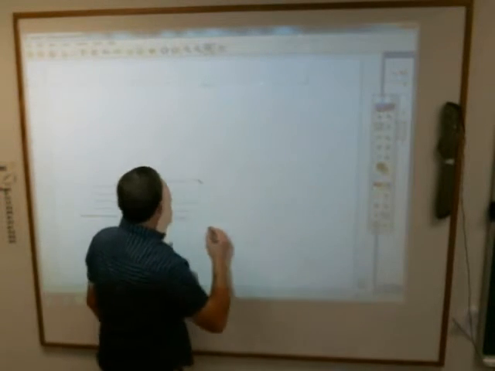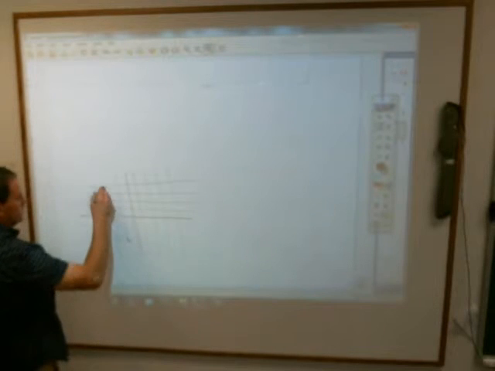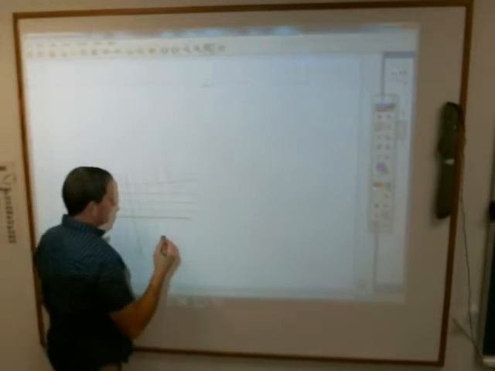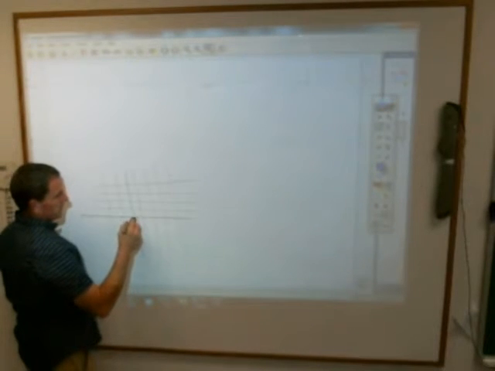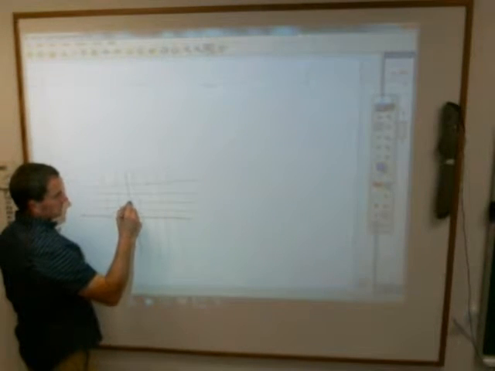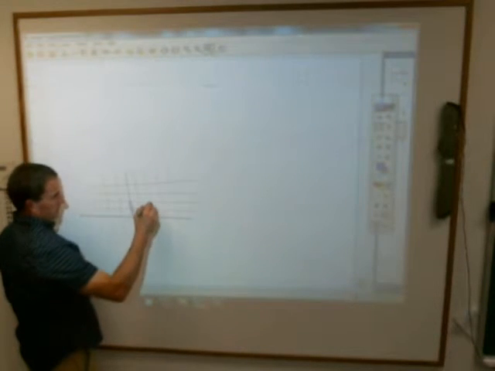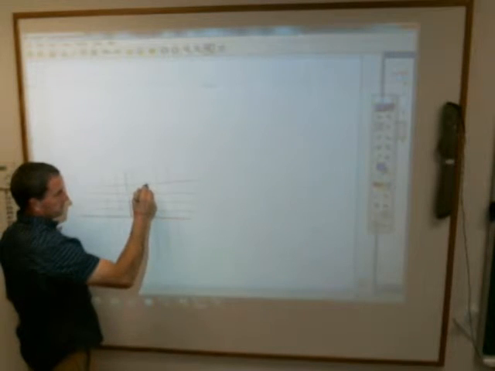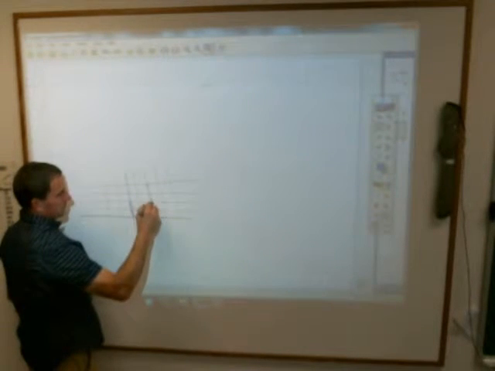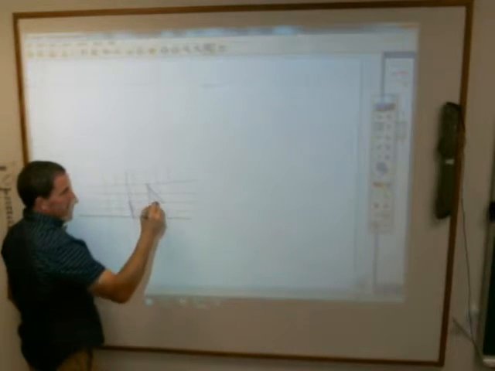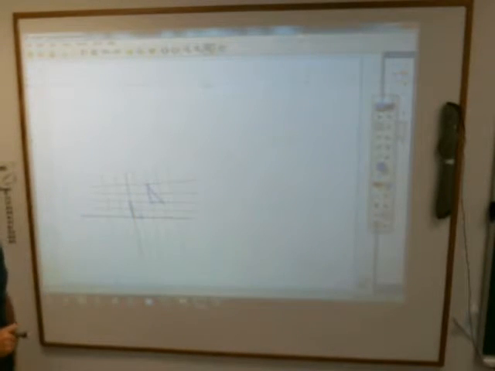Let's say you have a triangle. Let's say you have a triangle that goes from here. Let's say it's this triangle. Here's my triangle, and it ends up going to here. What type of transformation is that?